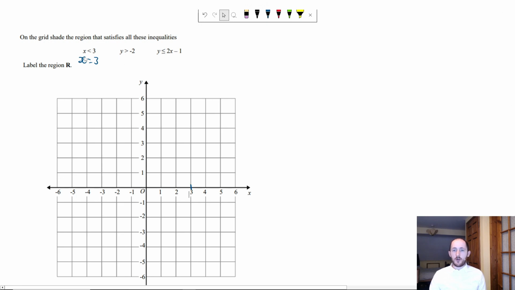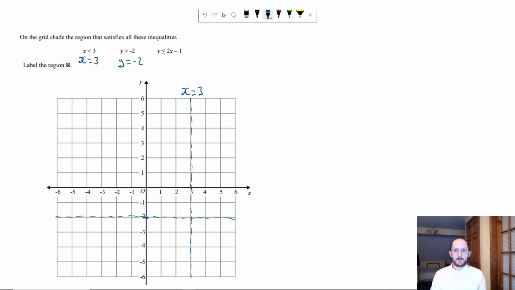Now if you notice, it's not equal to, which means we have to use a dotted line when we do this. And what I would do to make the examiner's life a bit easier is literally write out the equations of the lines that you're drawing. Okay? Just so they can quickly look at it and tick off what you've done. Y is greater than minus 2, very similar. We're going to look at y equals minus 2, which is going to be a horizontal line here. And as you can see, it's not equal to, so we're going to do another dotted line. And we don't care about the greater than bit or less than bit just yet.